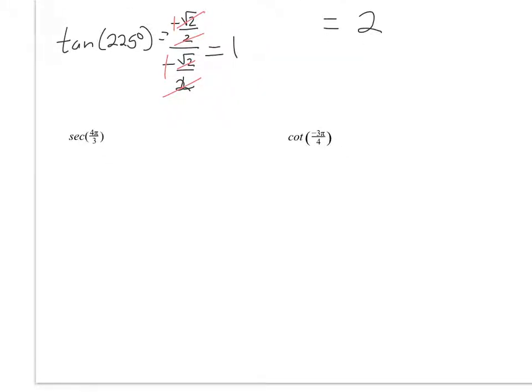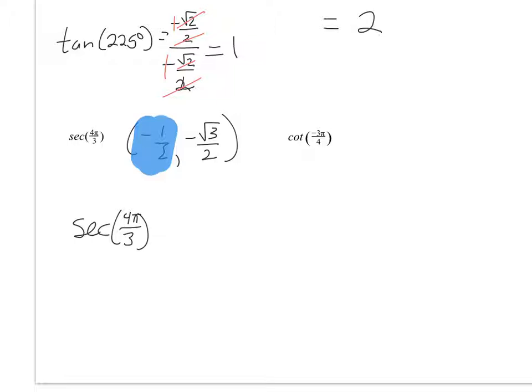Okay, let's look at this one, the secant of 4 pi over 3. 4 pi over 3 is on my chart. It's also at 240 degrees. So 240, or positive 4 pi over 3, is negative 1/2, negative square root of 3 over 2. Now if you recall, secant is the flip of cosine. And the cosine is always going to be this x value here. So basically we're going to flip the negative 1/2. So the secant of 4 pi over 3, which is in radians, also 240, is going to equal negative 2.